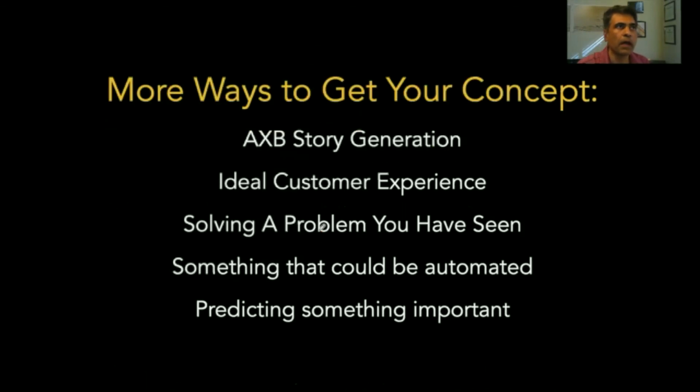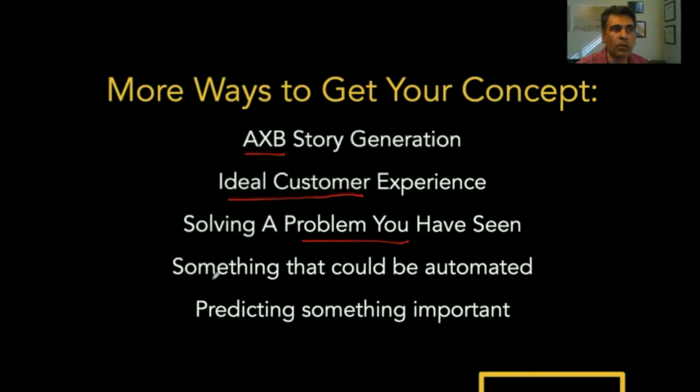Now, that's not the only way to get a story concept. What I explained to you just now, as I said, I call A cross B story generation. Another way that you can think about this is: what is an ideal customer experience? Just think about something that you have used and you just wish it could be done more nicely, or that the experience wasn't perfect, and you can think of how that could be better. You can really solve just about any problem that you've seen.